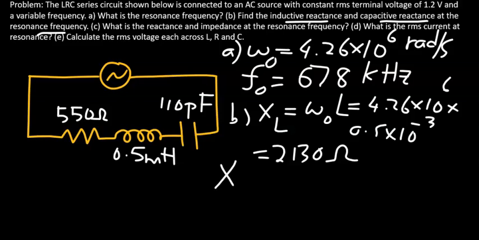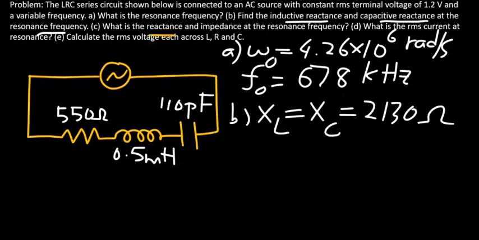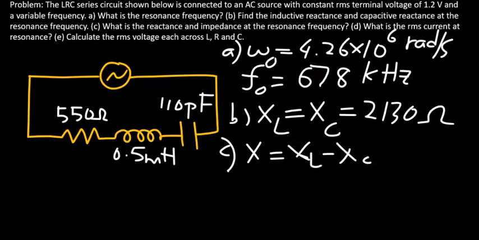We know at resonance frequency, it is quite simply the same as the inductive reactance. So it should also be 2,130 ohms. Part C. What is the reactance and impedance at the resonance frequency? Reactance of the circuit is quite simply X_L minus X_C. At resonance frequency, they are identical as shown by the answers in Part B. So that comes to 0 ohms.